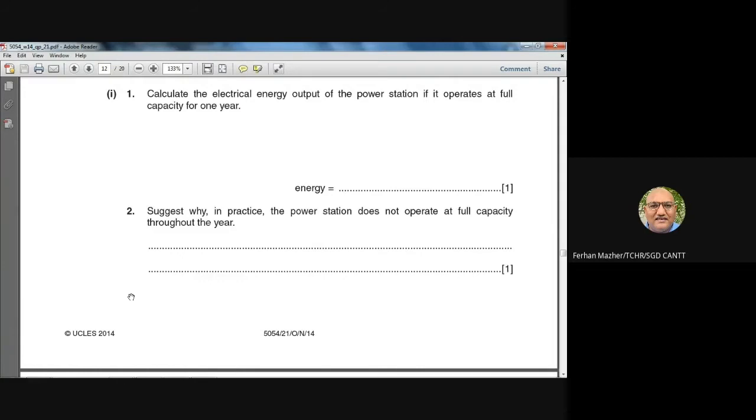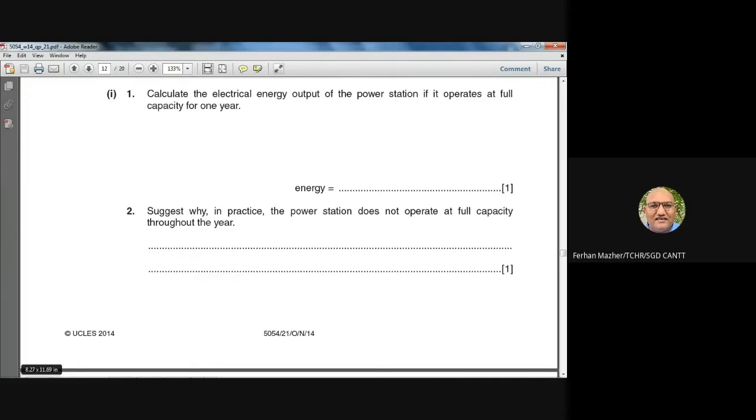So you see, this depends upon the supply of the water. So you can suggest why you cannot operate fully throughout the year, on full capacity throughout the year. The reason is that it depends upon the supply of the water, and the supply of the water is mainly the melted ice and the rainfall, and they do not remain constant throughout the year.